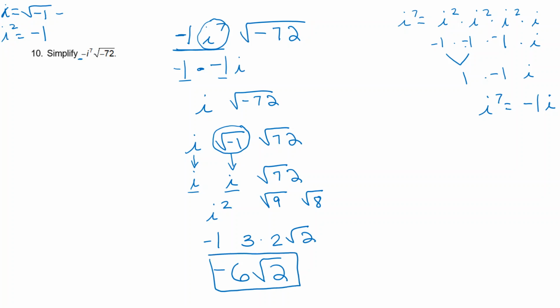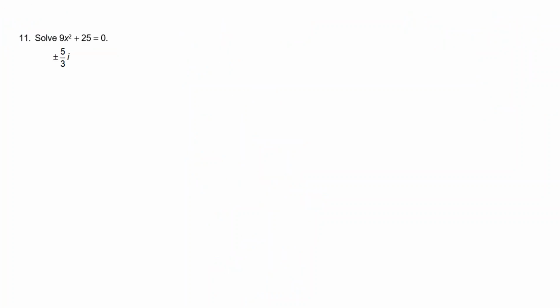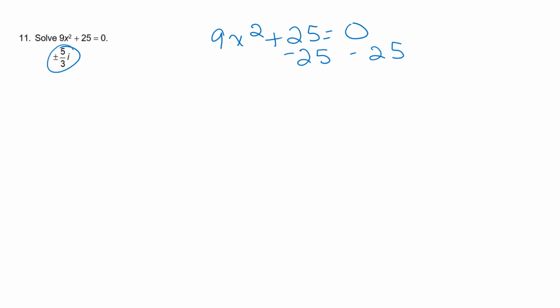All right, number 11 says to solve. All right, and I've already got my answer here, but let's do it anyway. So I have 9x squared plus 25 equals 0. The easiest way I know to do this is just subtract 25 from both sides. All right, and we end up with 9x squared equals negative 25.